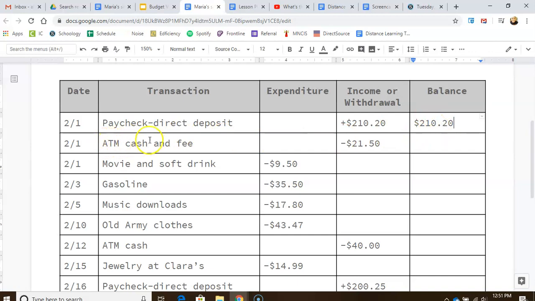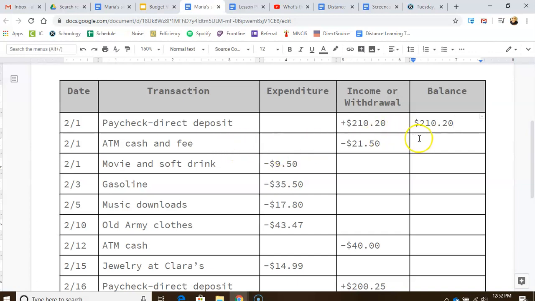Okay, now we go to the next line. Next line says that she got some cash. She went to the ATM, she got some cash, they charged her a fee. That's $21.50. She probably took $20 in cash. They charged her $1.50 for fees. FYI, don't go to an ATM where they're charging you fees. Go to your bank. It'll be free.